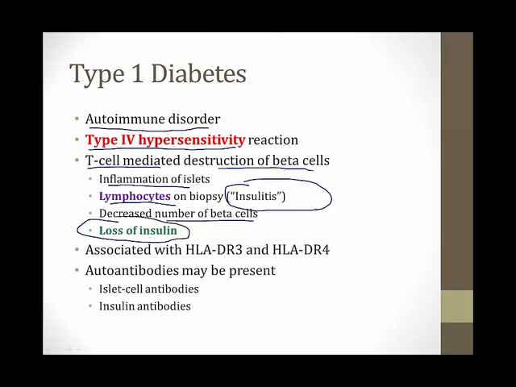Like many autoimmune disorders, this is associated with certain human leukocyte antigens. Type 1 diabetes is associated with HLA-DR3 and DR4. There's also sometimes autoantibodies that are found. They're not part of the pathophysiology of the disease, but they can be detected in the serum. You can see islet cell antibodies and sometimes insulin antibodies.